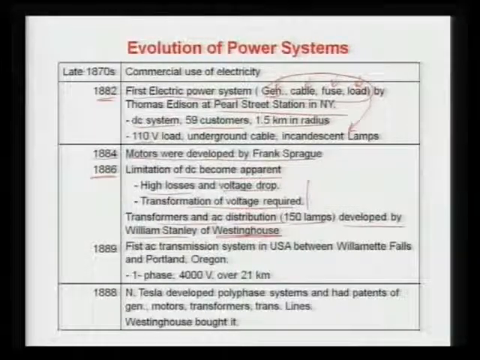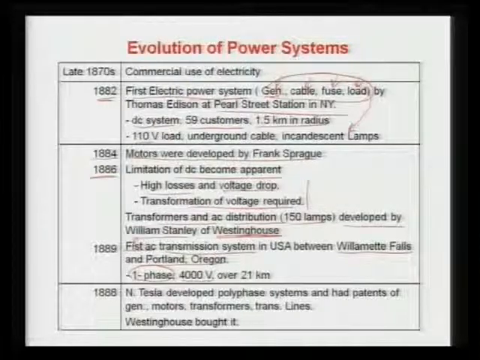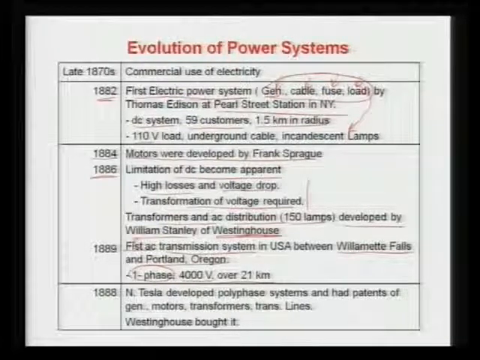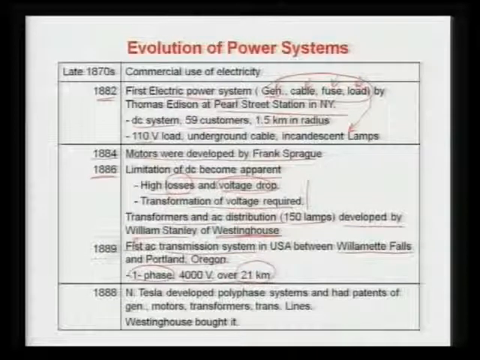The first AC transmission system was commissioned and operated between Willamette Falls and Portland, Oregon. It was single phase, because even at that time three phase AC was not invented, and it was 4 kilovolt, feeding power over 21 kilometers. That was significant, because a DC system was not feasible over this much distance, as you would incur more loss and high voltage drop. So, in 1889 the first AC transmission system was operated.